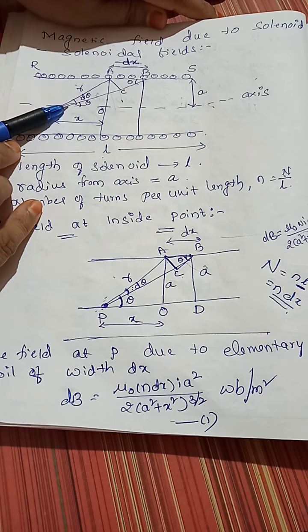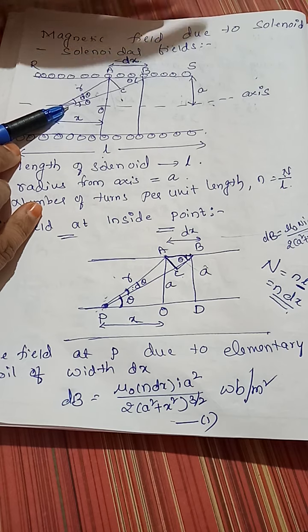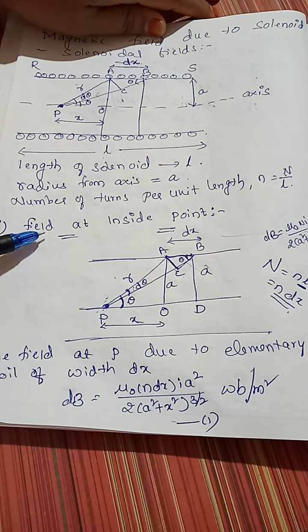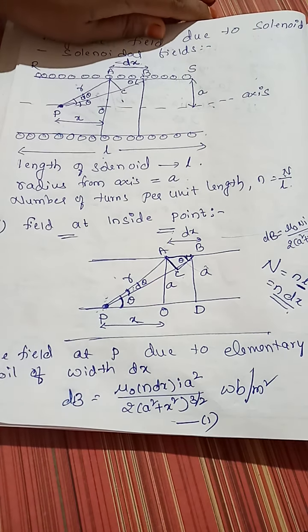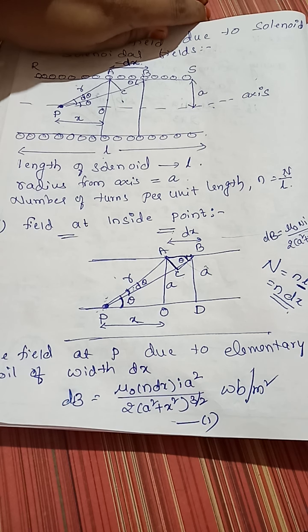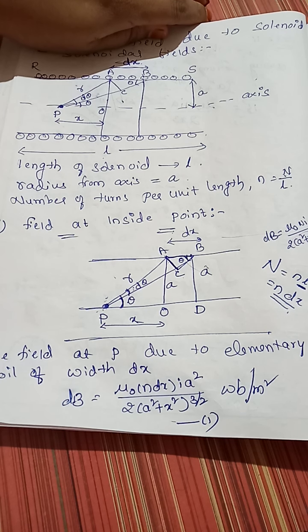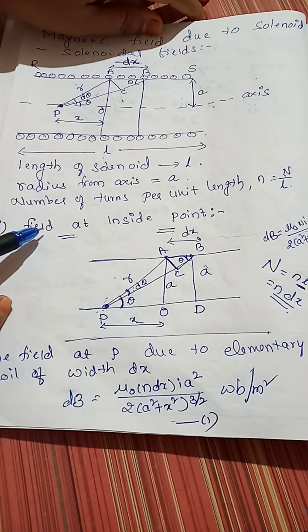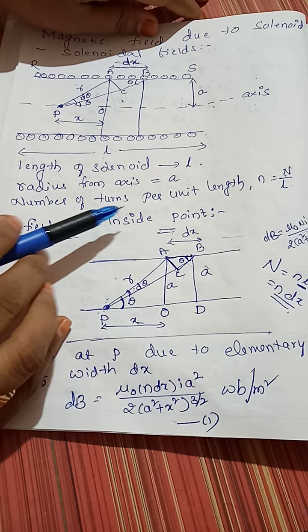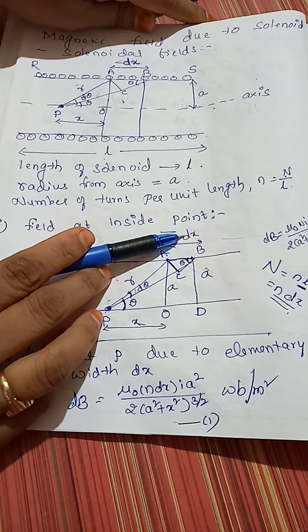So here we come across three cases. One is the field at an inside point, the other is the field at an axial end point, and the other is the field at the center point of the solenoid. So let us consider the first case, field at an inside point of the solenoid.